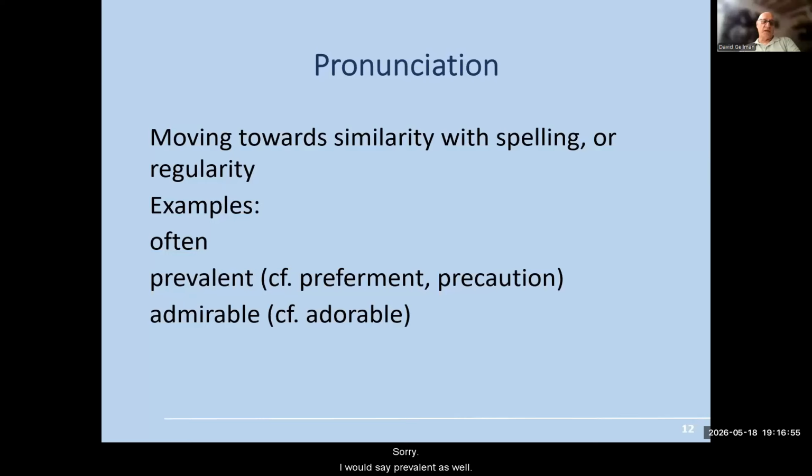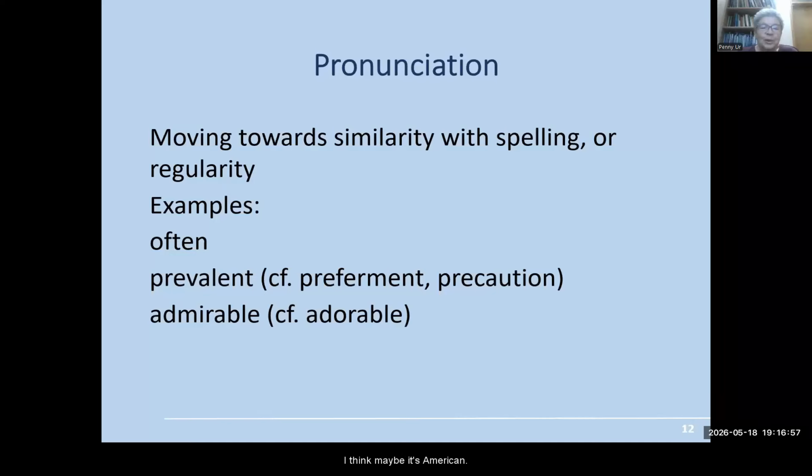Sorry, I would say prevalent as well. I don't know, maybe it's American. I hadn't thought of that. Maybe it's an American one. I say prevalent. I'd say, if I may, prevalent. Thank you, from Joe.